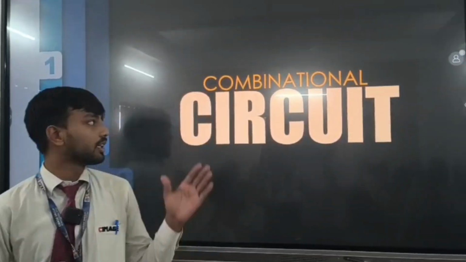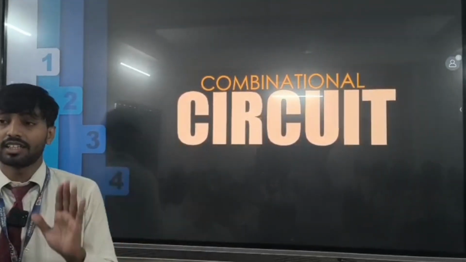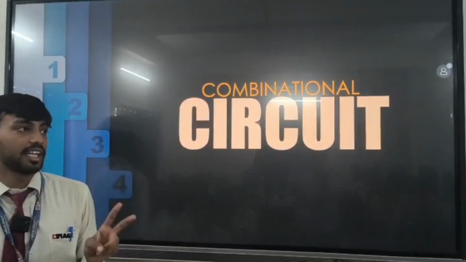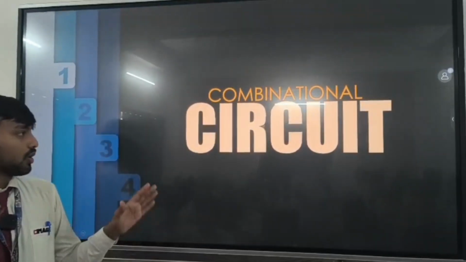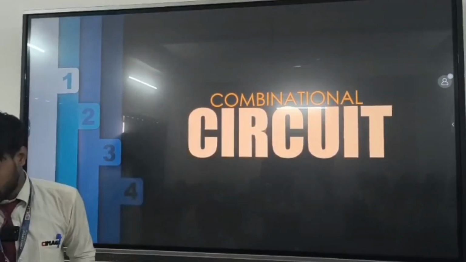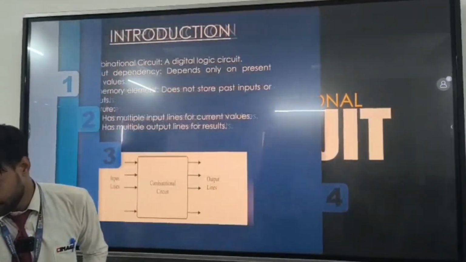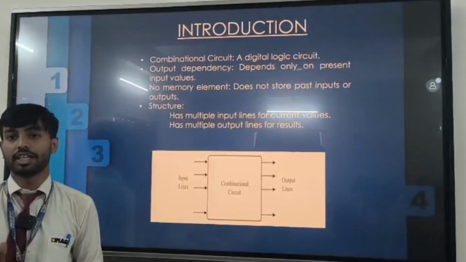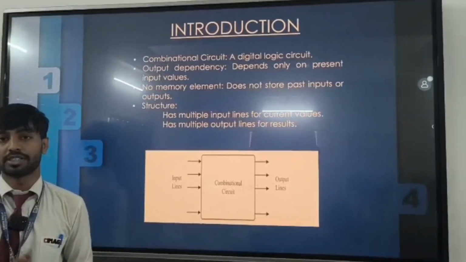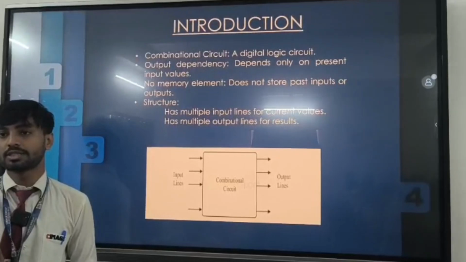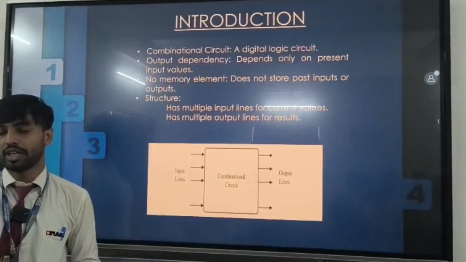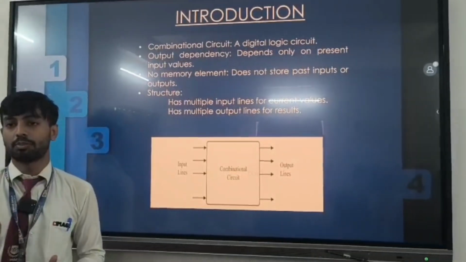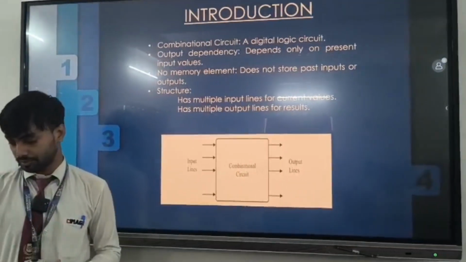Now we discuss the combinational circuits. Basically, circuits are divided into two parts. The first one is the combinational circuit and the second one is the sequential. So first I discuss the combinational circuit. A combinational circuit is a type of circuit in which the output depends on the present input. It doesn't have any memory element. Basically, it means it doesn't have any backup and doesn't store previous memory.